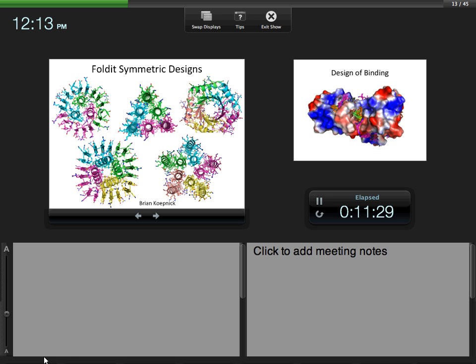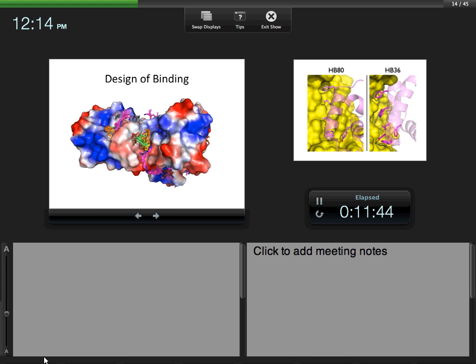Okay, so far though, everything I've described doesn't really do anything. These are just new types of structures, and of course, what you and most people are interested in, what we're interested in, is making proteins that do things. So first I'll talk about binding.